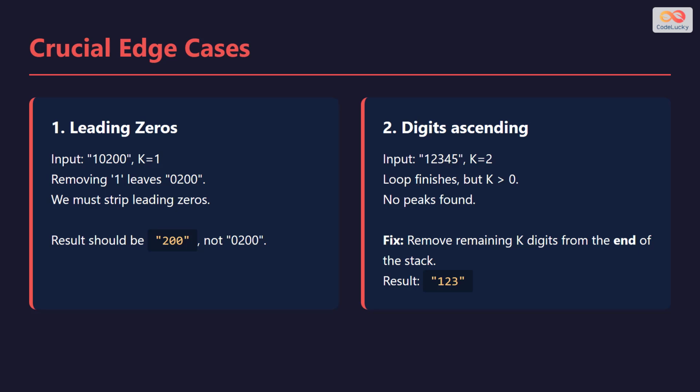There are two important edge cases. First, leading zeros. If our result is 0200, we must format it as 200. Second, if the digits are already in ascending order, like 1, 2, 3, 4, 5, the loop finishes without removing anything. In this case, we simply remove the remaining k digits from the end.